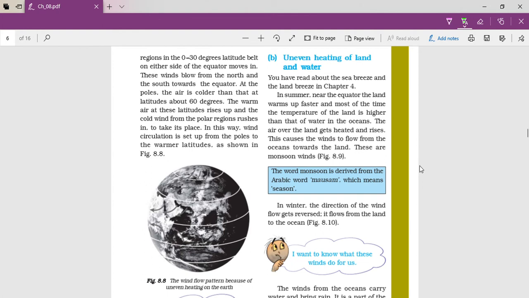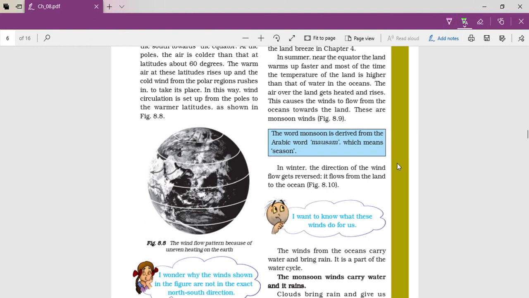At the poles, the air is colder than at latitudes about 60 degrees. Therefore, the warmer air moves upward and colder air rushes in. This makes the wind blow from the poles of the earth towards the warmer region up to about 60 degree latitudes.